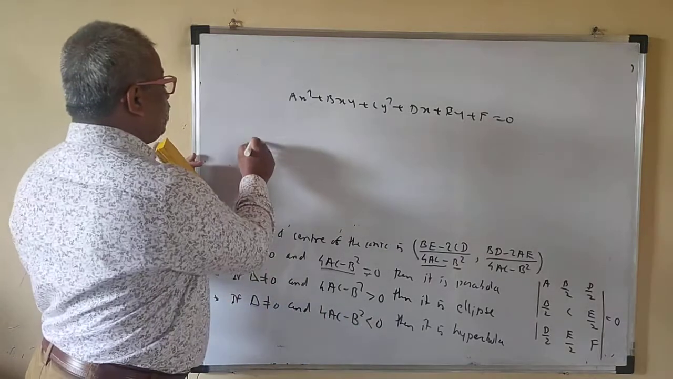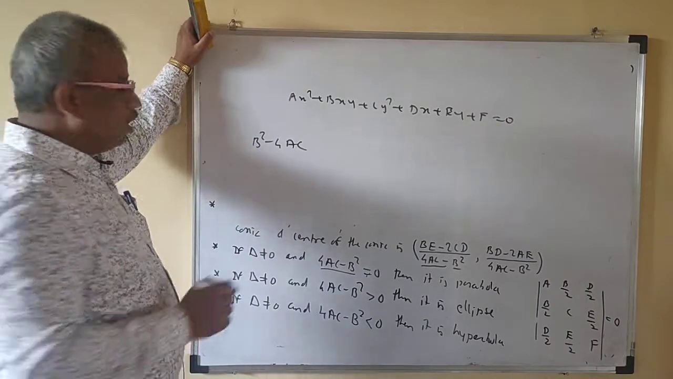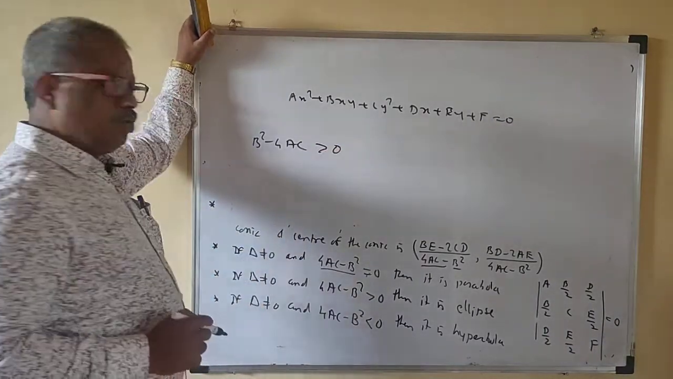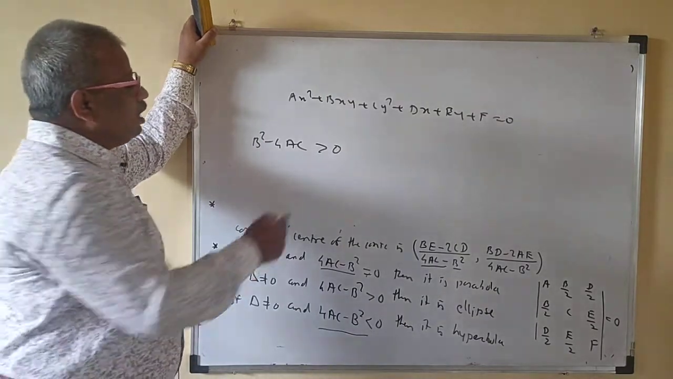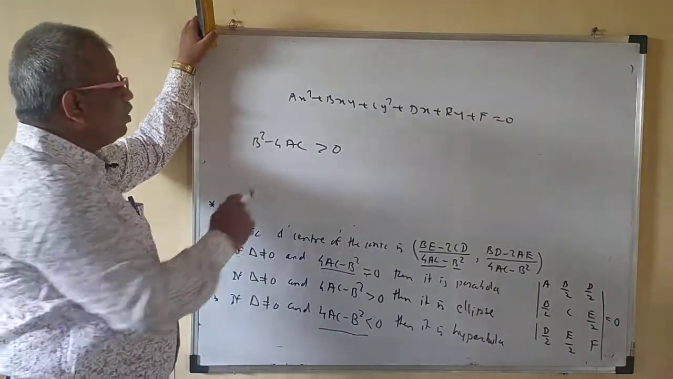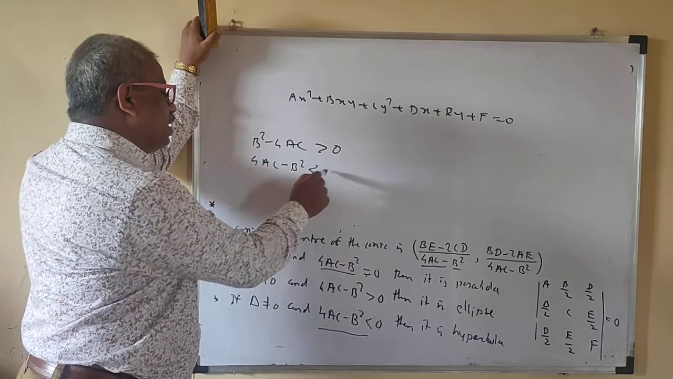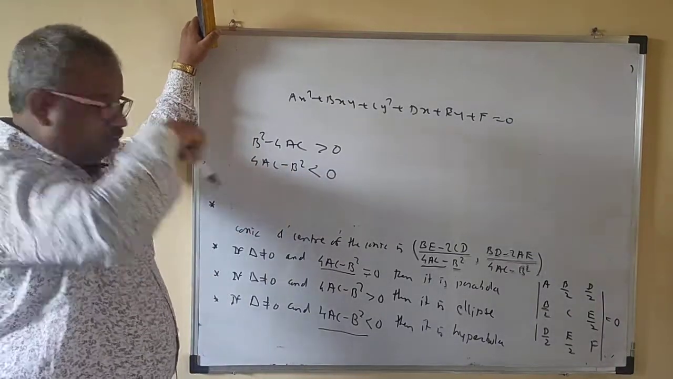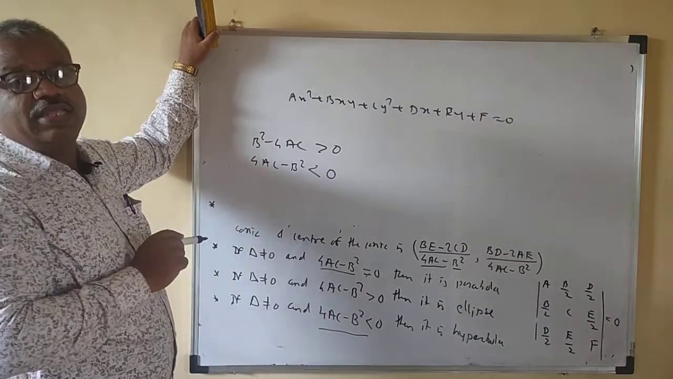Note that there may be a condition like this: b square minus 4ac is greater than 0. If b square minus 4ac is greater than 0, then this is a hyperbola. Because this is 4ac minus b square less than 0 then. If b square minus 4ac is greater than 0, that means 4ac minus b square is less than 0.